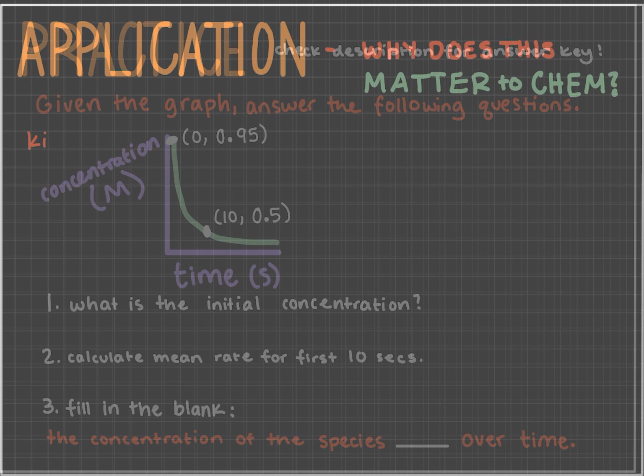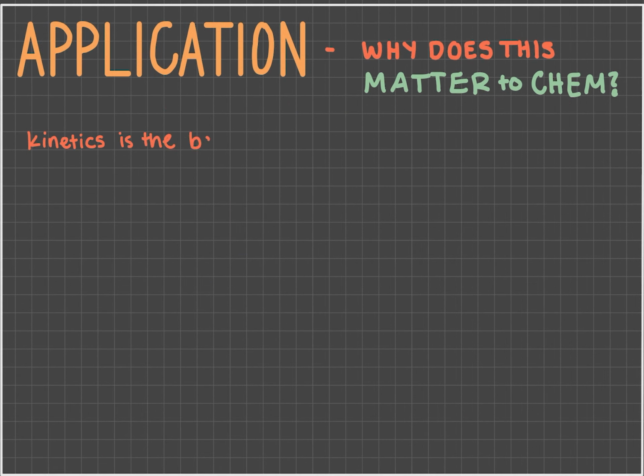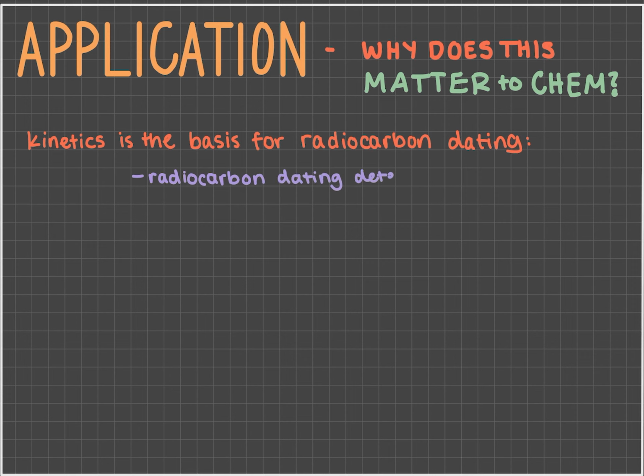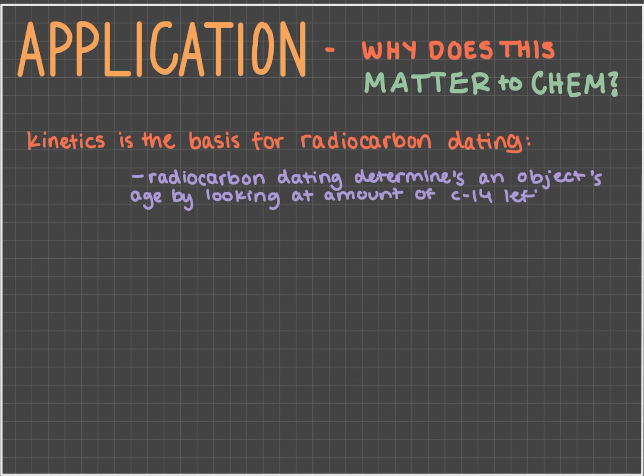Now let's dive into something a little more interesting. What are some of the cool ways in which kinetics is used today? Well, the basis for radiocarbon dating is kinetics. Radiocarbon dating is a process in which we figure out the amount of carbon, which is C14 in this case, remaining in a sample to determine its age.